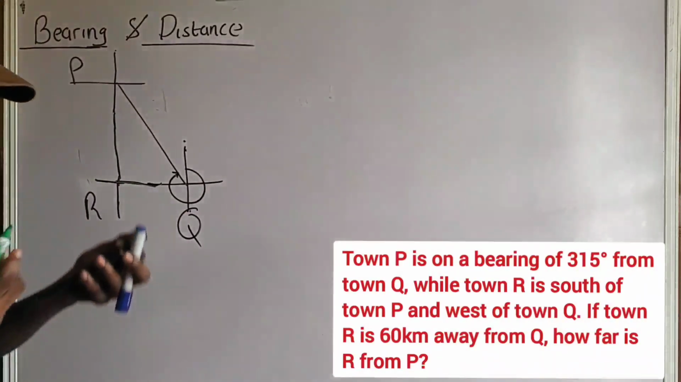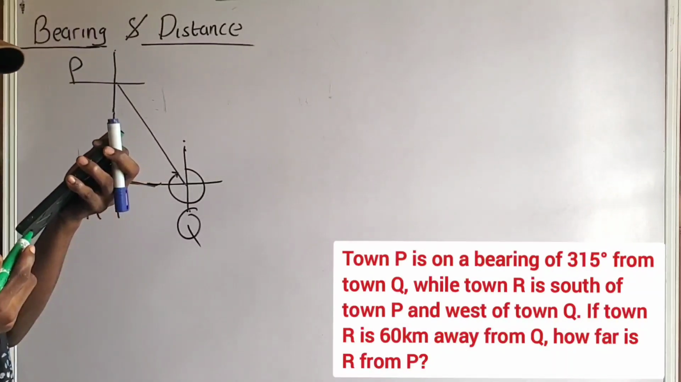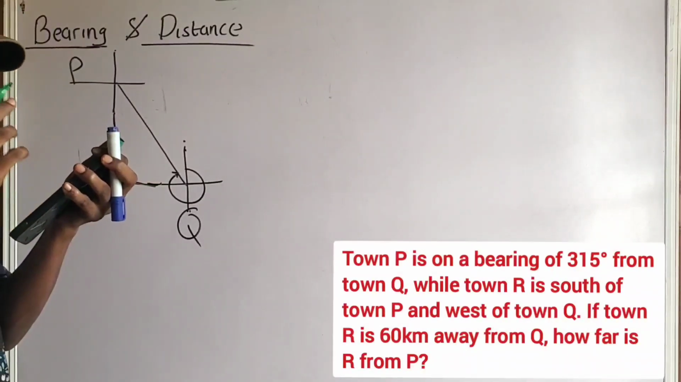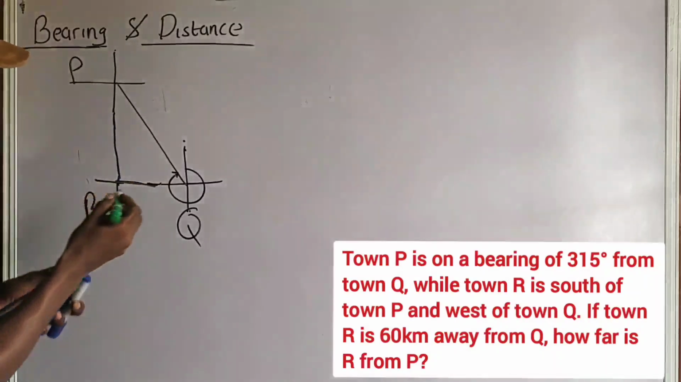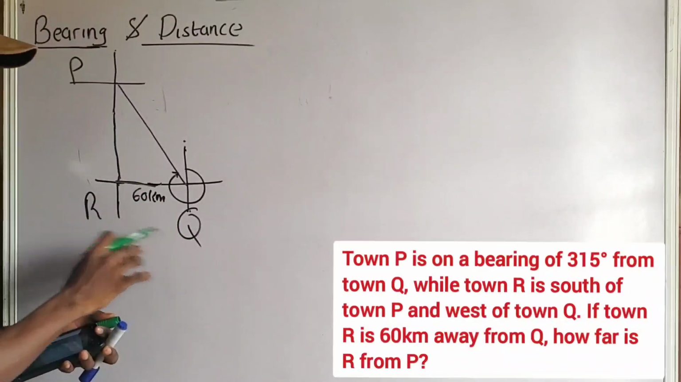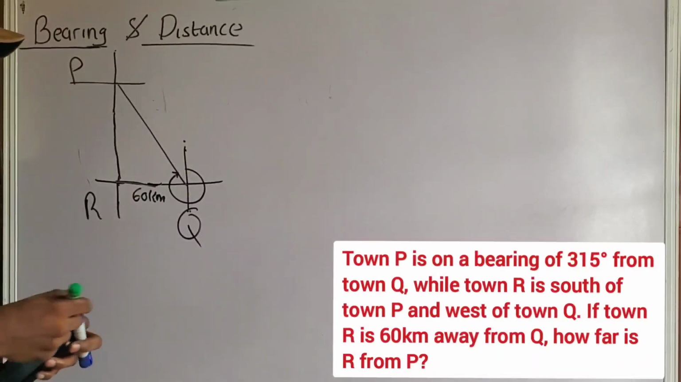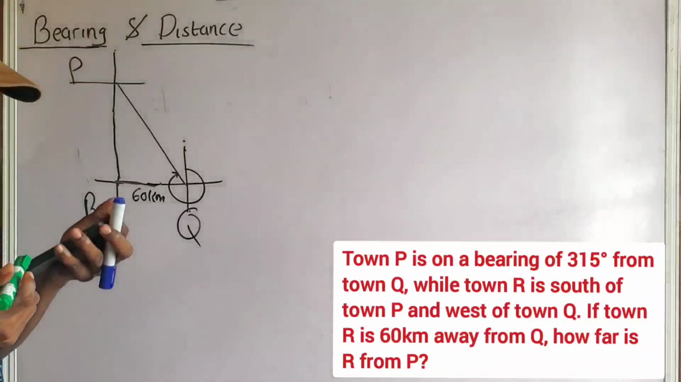Do you understand? Okay. We are given that town R is 60 kilometers away from Q. So this is 60 kilometers. Town R is 60 kilometers away from town Q. That is, the distance between town R and town Q is 60 kilometers. Are you getting it? Okay.